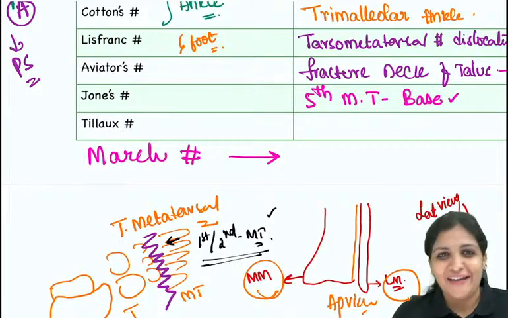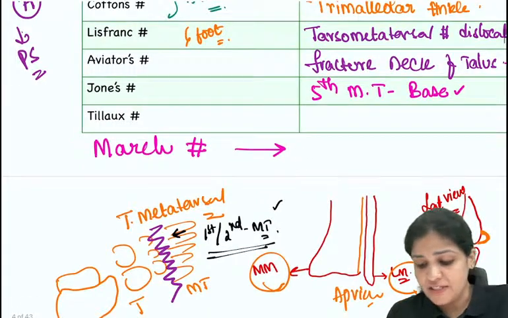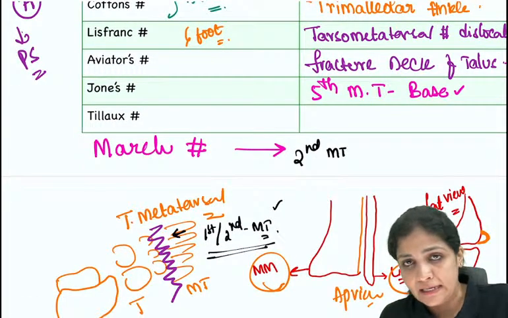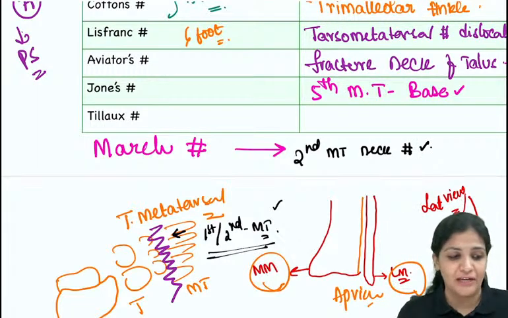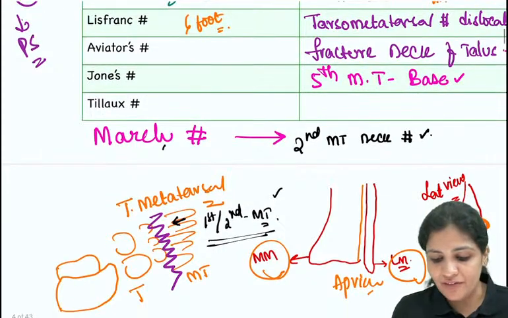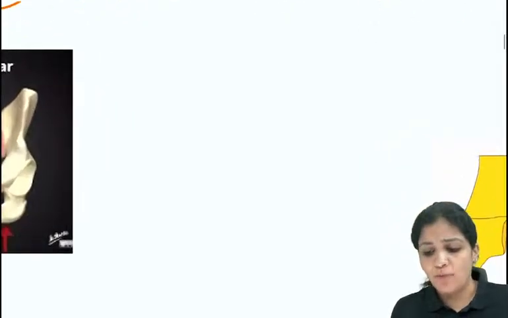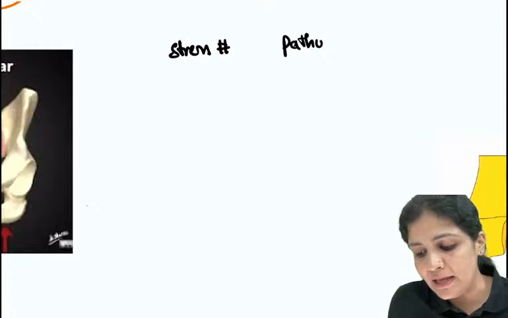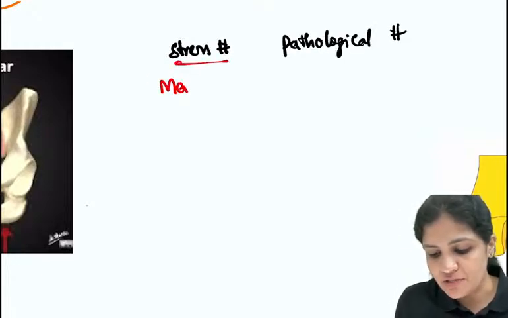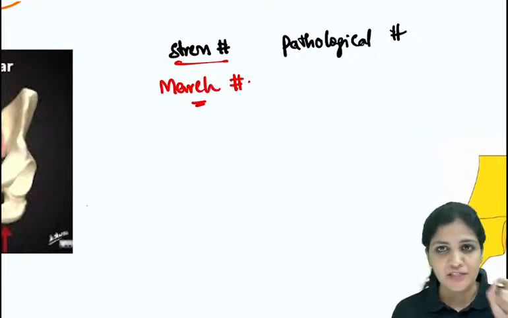Raj, okay. Okay, Raj, what is March fracture? Second and third metatarsal. So March fracture is usually a second metatarsal neck fracture. Where do we see this March fracture? Usually we see this as a form of stress fracture. So what is a stress fracture and what is a pathological fracture? Let us understand what is a stress fracture and what is a pathological fracture. I have told you that March fracture is an example of a stress fracture, right? Second metatarsal neck fracture is your March fracture, I have told you.